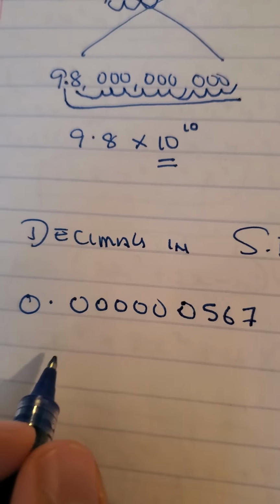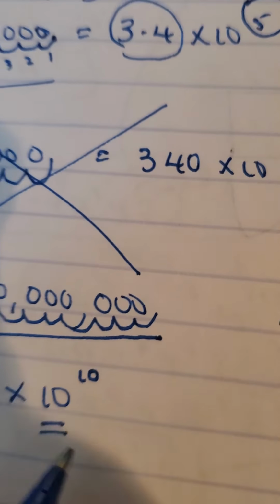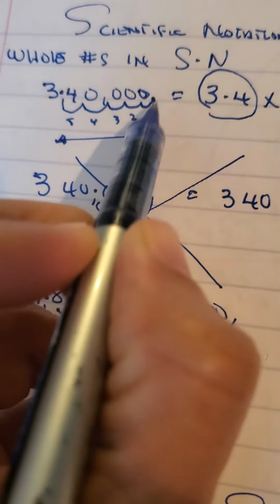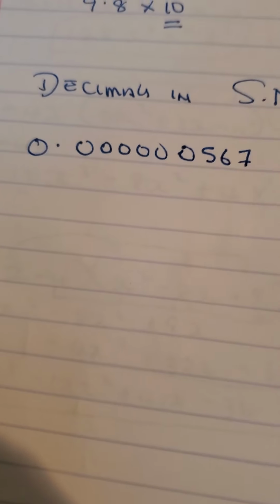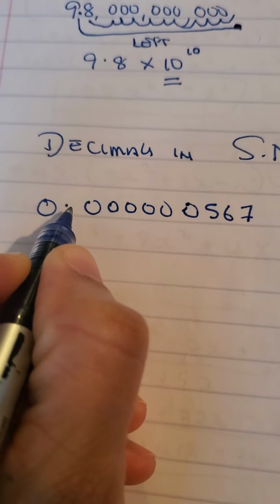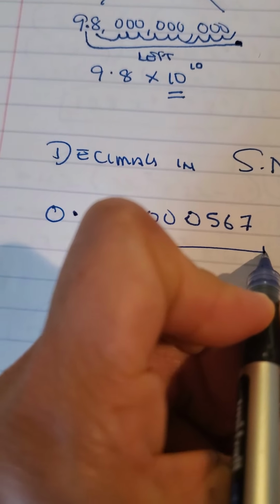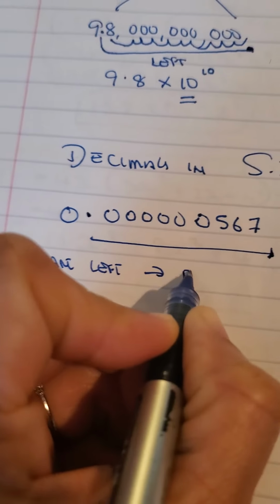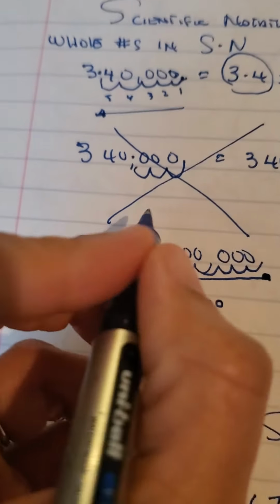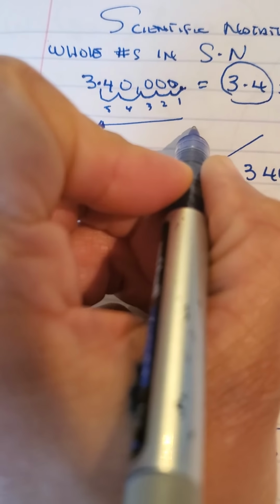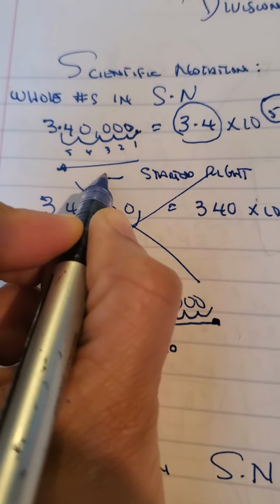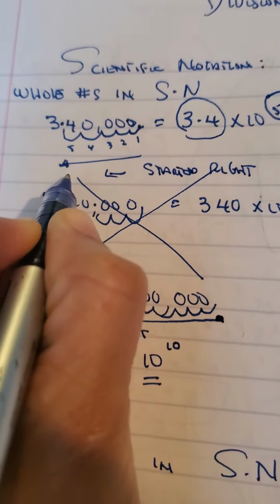So we're going to go now. Remember, for whole numbers, we started from the right and we went left. So guess where we're going to start our decimal? We're going to start left and go right. Here we started right and went left. All right. Good.